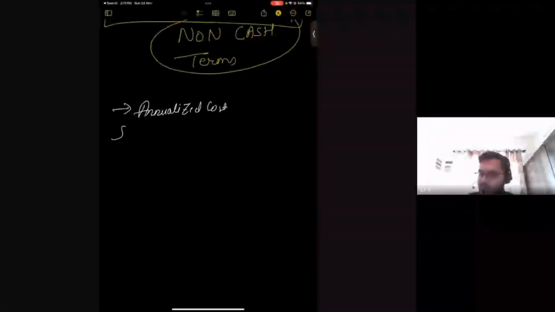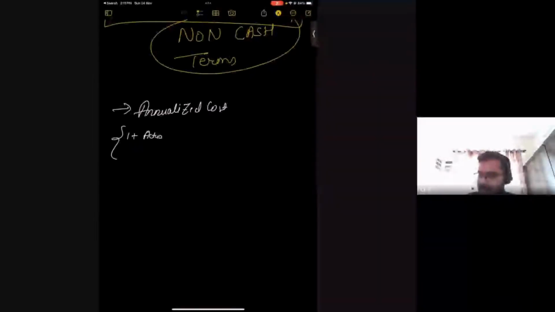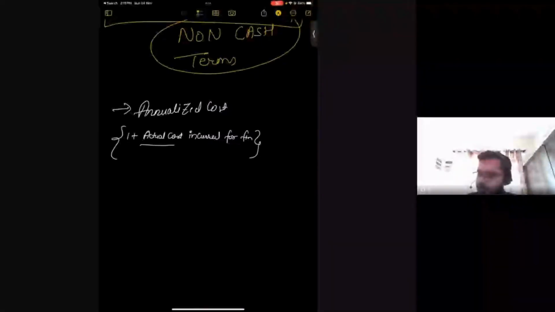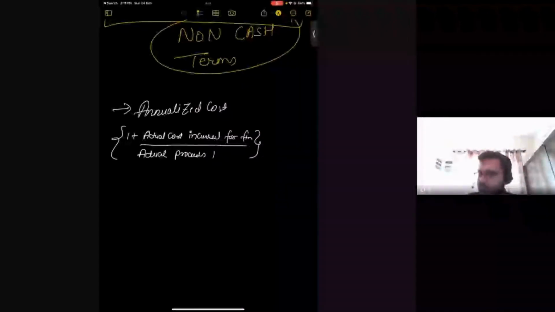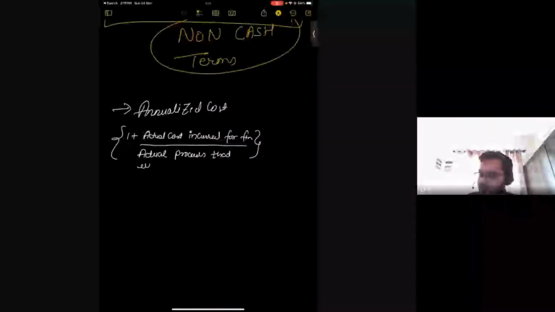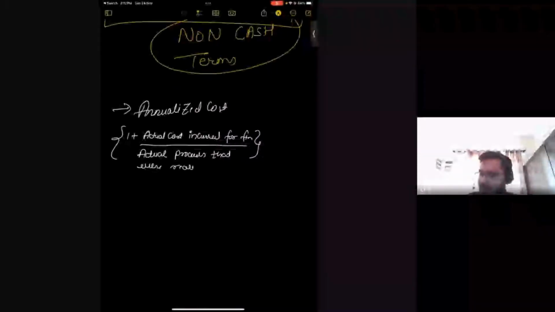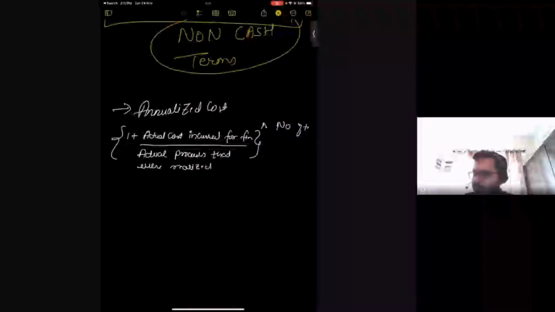So for annualized cost, what I'll do is I'll do 1 plus actual cost incurred for financing divided by the actual proceeds that were realized. I mean, the words might be slightly different, but this was the essence. And the power will be the number of times you have that period in a year.